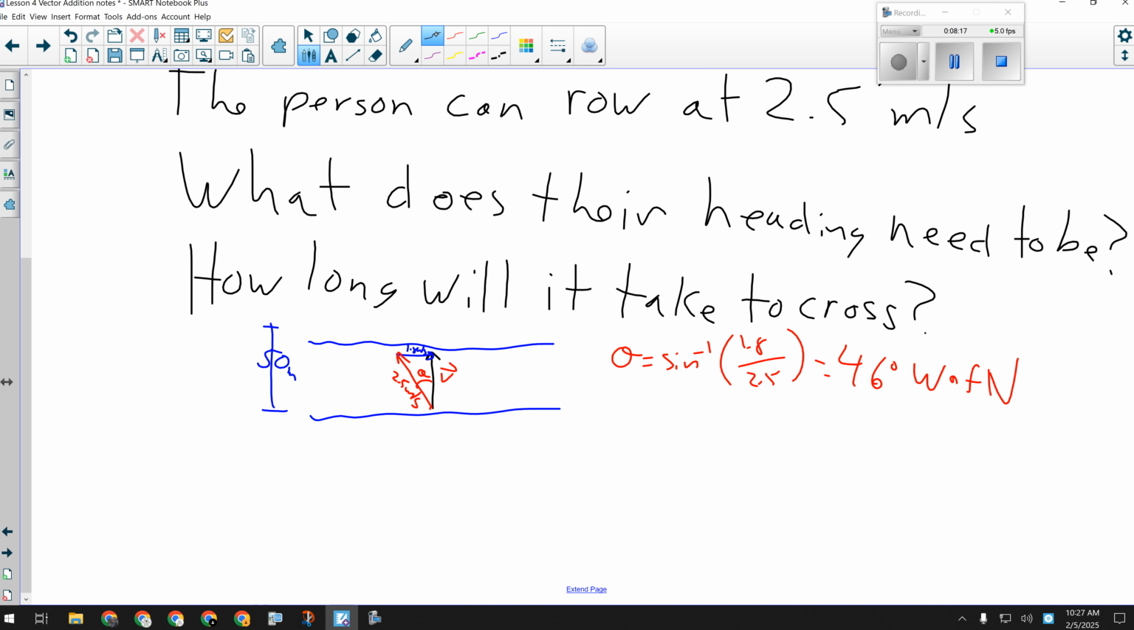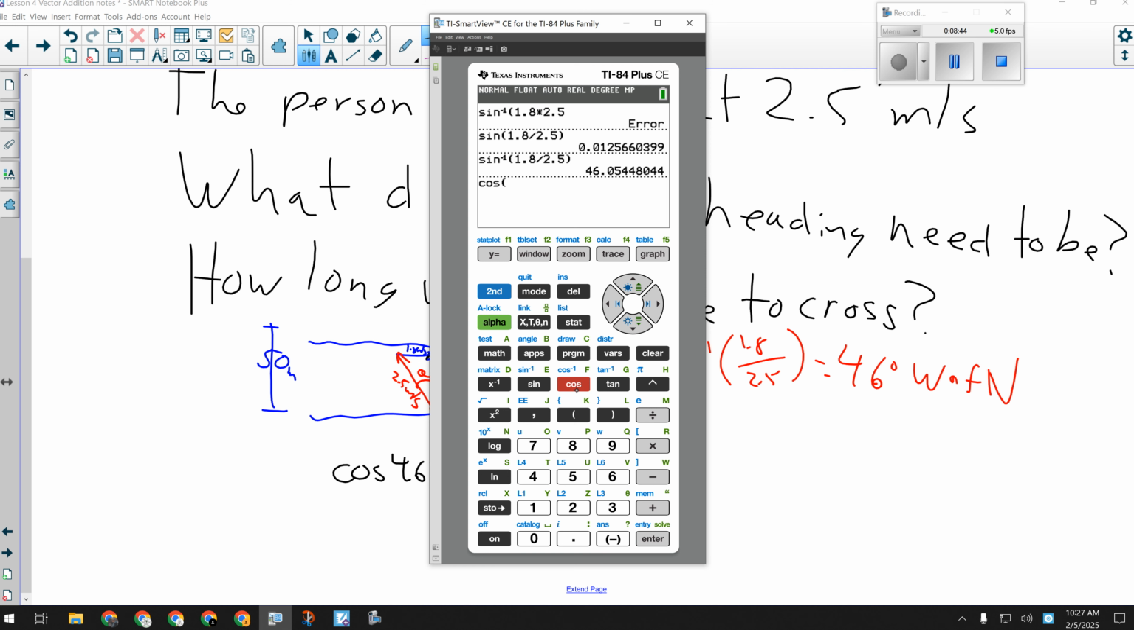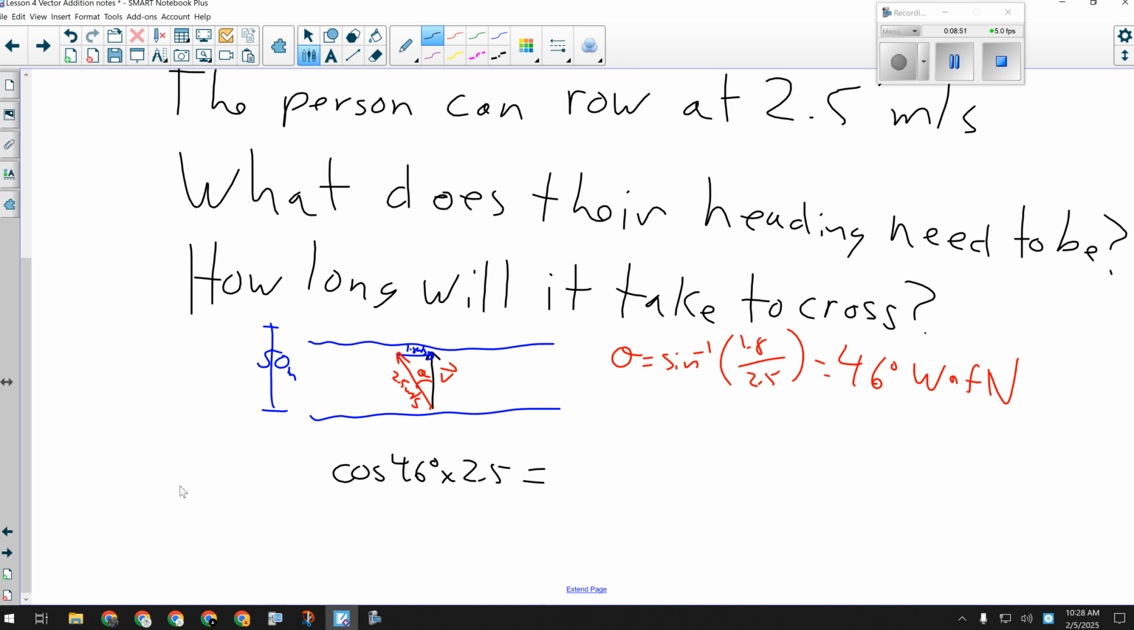Okay. Since I've now calculated this angle, I could use cosine to get the adjacent side, or I could go c squared minus b squared equals a squared. It doesn't matter which way you do it. I prefer the trigonometric way, so I'm just going to go cos of 46 degrees times 2.5, cos of theta times hypotenuse to give me that adjacent side. All right, so that side's going to be 1.7 meters per second.